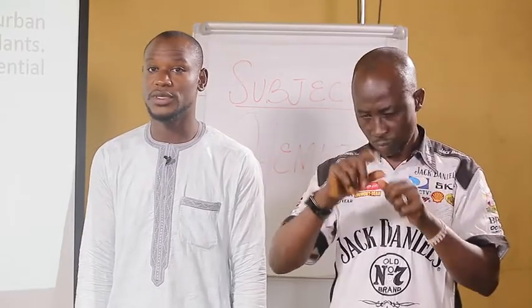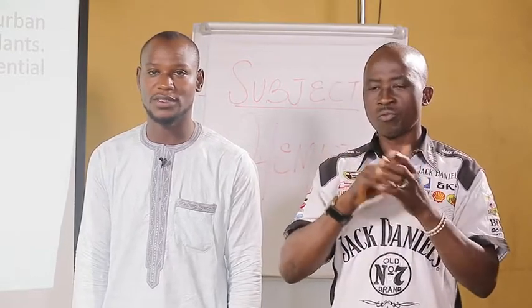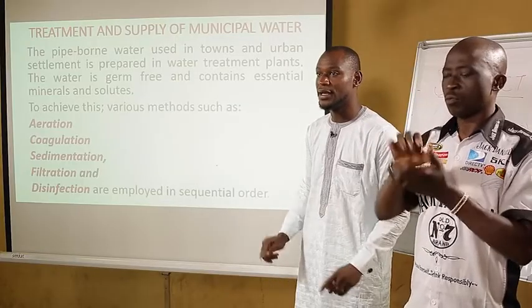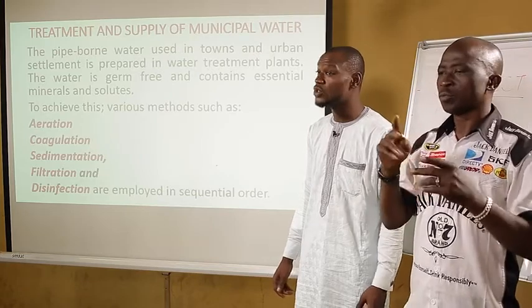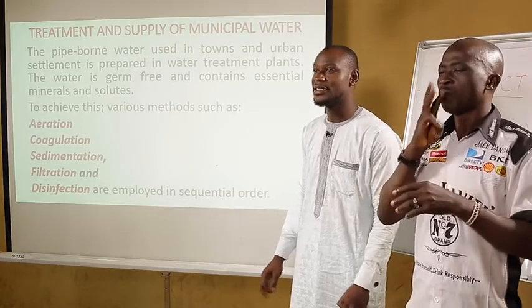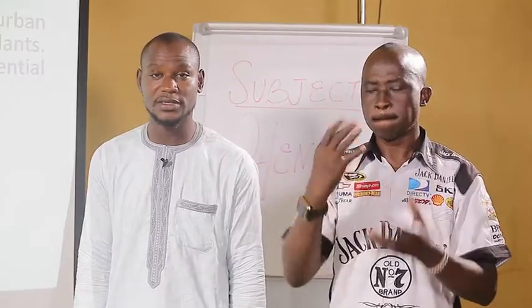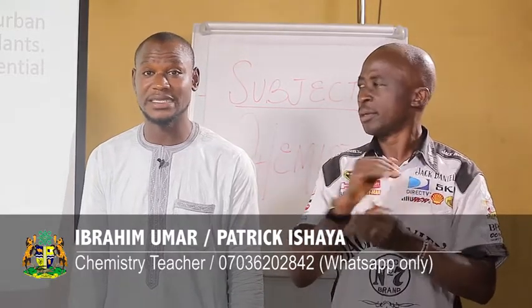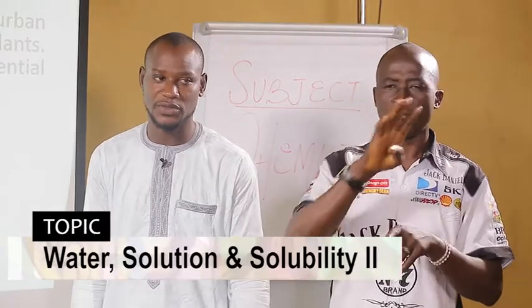My students, I believe you can remember the first topic in which we discussed water, and we agreed that water is a compound that consists of 2 atoms of hydrogen and 1 atom of oxygen with a chemical formula H2O. We discussed the physical properties of water, in which we agree that it has a melting point of 0 degrees Celsius, a boiling point of 100 degrees Celsius, it is neutral to litmus paper, and then it has a maximum density of 1 gram per cm cube at 4 degrees Celsius, and so on.